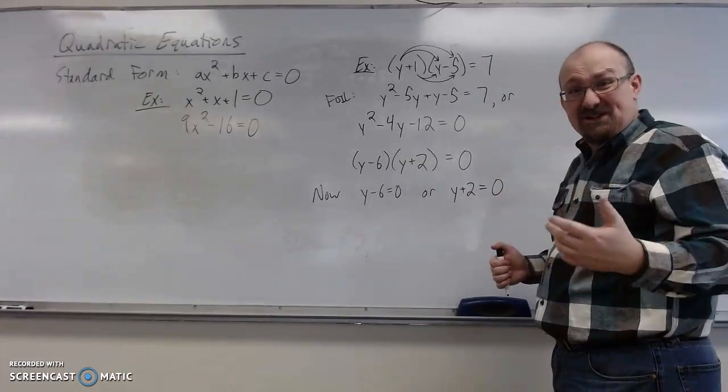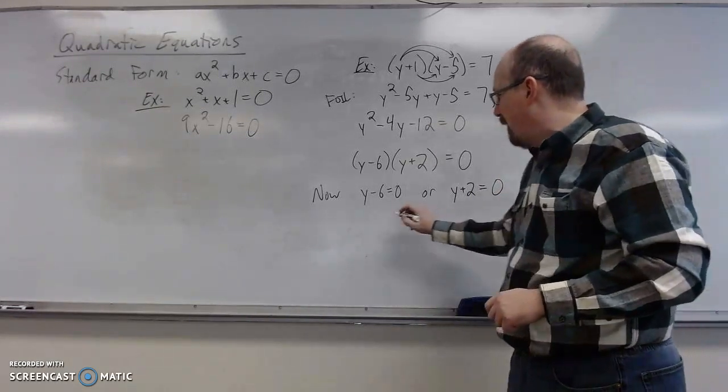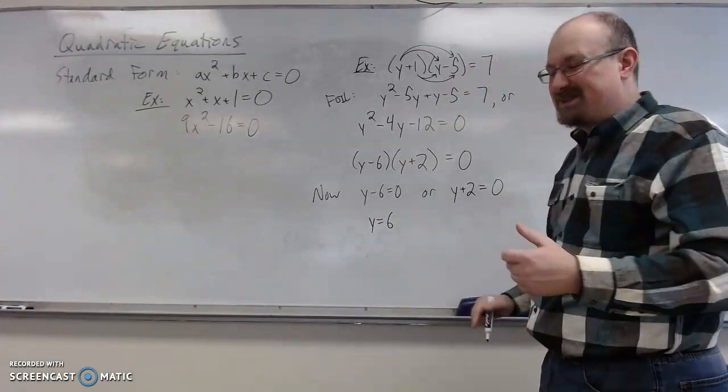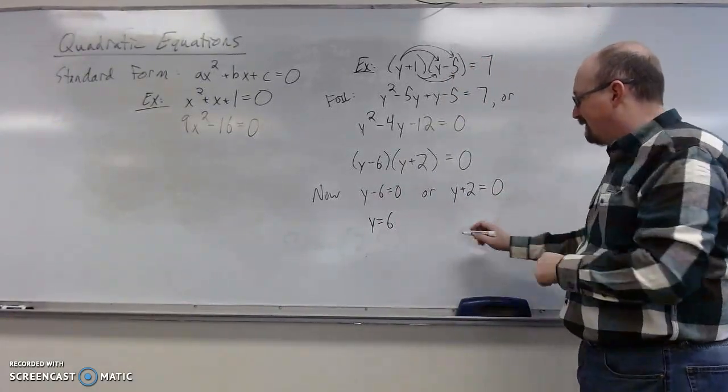So now each of these is really easy to solve by itself, right? You may not even need the algebra operations. So y equals 6, because you add the 6 over, you just say 6 minus 6 is 0. The same thing here.